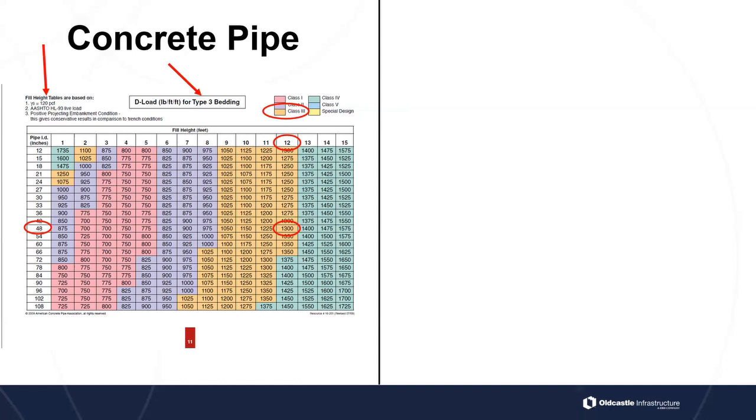But anyways, we call out what type it is, and then we call out the class of pipe, class 3 pipe, class 3 RCP, and we are done. That's it for concrete pipe. Easy peasy lemon squeezy. We do our fill height table and we call it a day. We are done. All right.